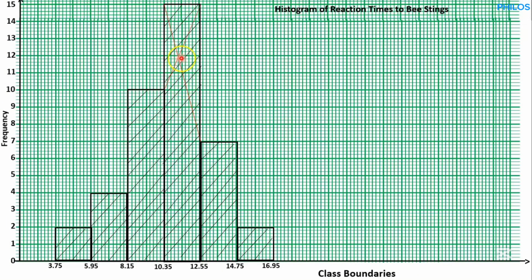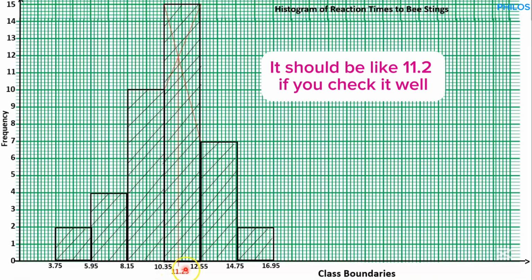So the point of intersection of these two lines, they intersect on this particular line. So I'm going to trace it down to the x-axis. Okay, so I'll just trace it down to the x-axis. Where it falls on your x-axis, you will read that. When I read mine, it is 11.23.